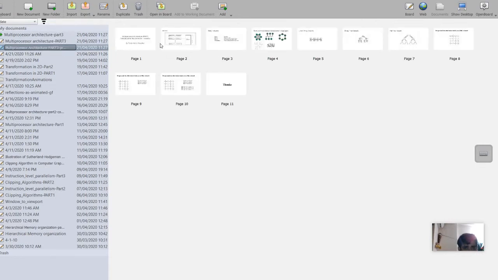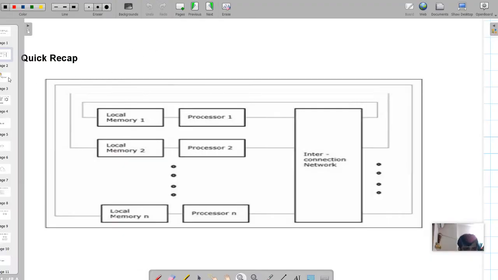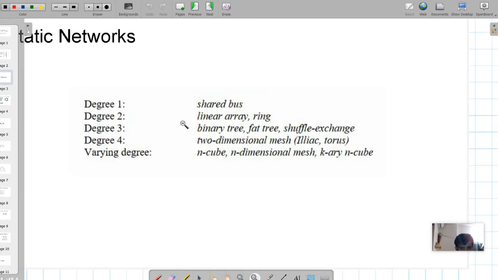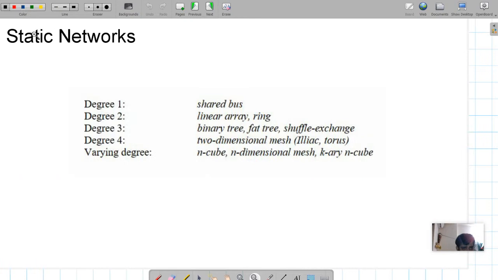Now let me do a deeper dive. Interconnection networks can be static or dynamic. First, we will look into static networks. Static networks are mainly characterized by their node degree. Now, what is node degree? Node degree basically represents the number of links connected to each node.